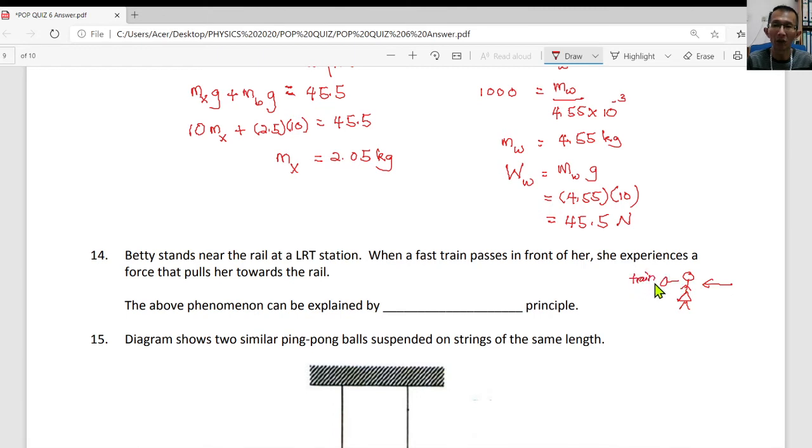And I do know that in between here I have air flowing, air is moving. So what principle is this? Okay, so we have movement of fluid, so that would be the Bernoulli principle.